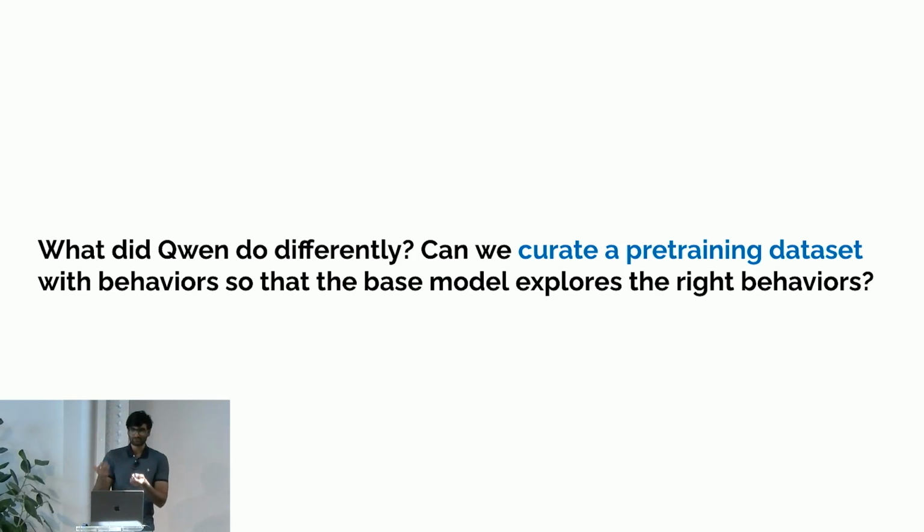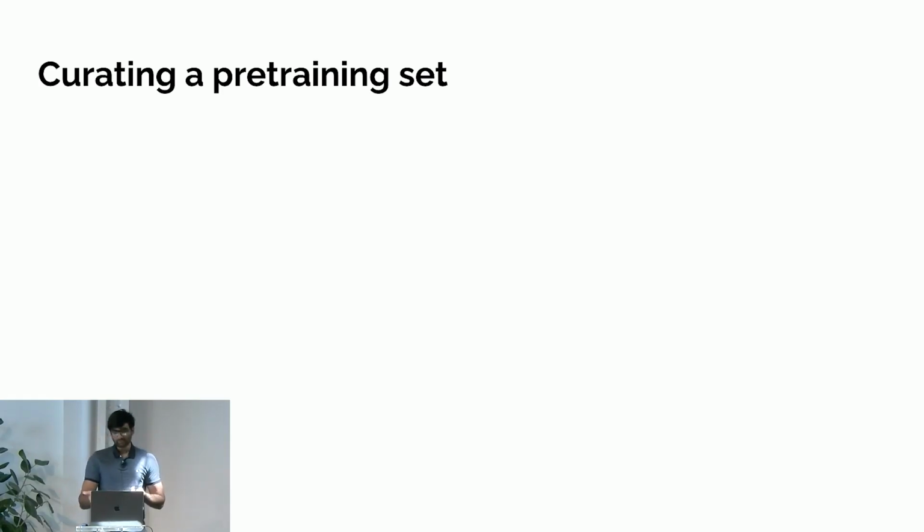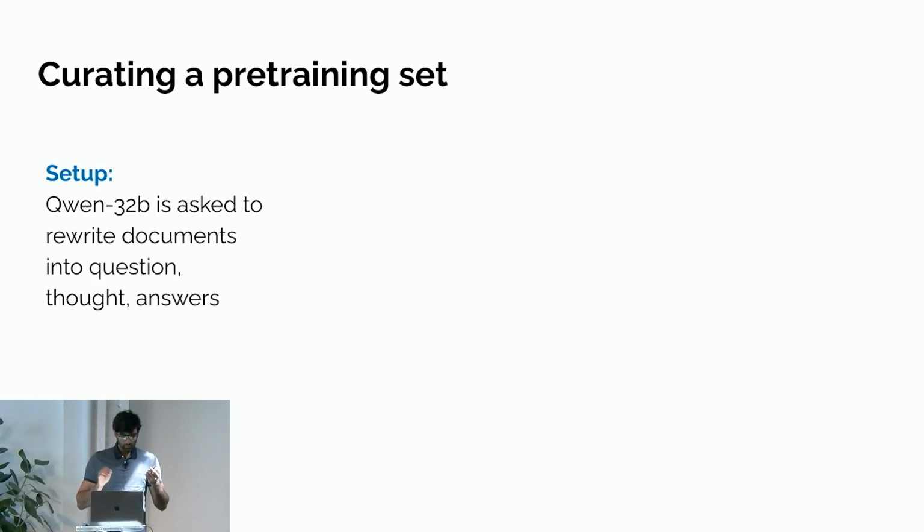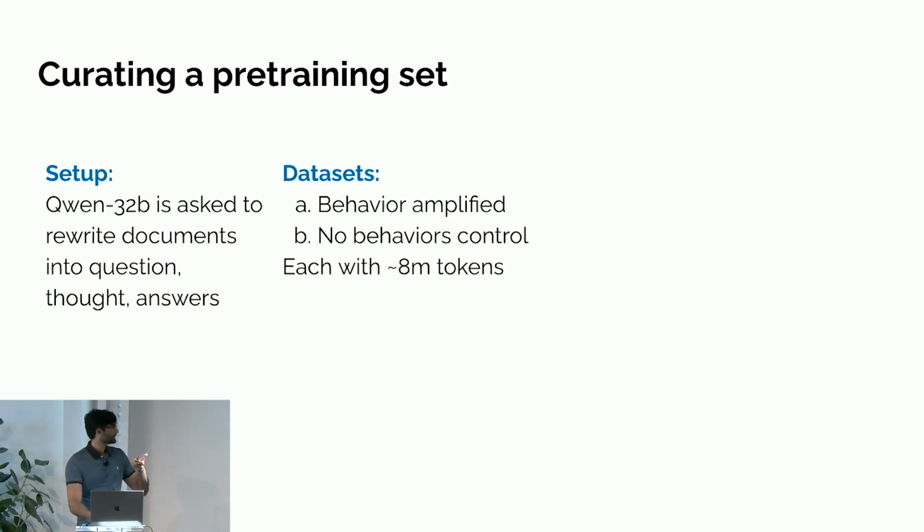So what did Quen do so differently? Can we use these insights that I've presented in SFT land to generate a pre-training data set, or try to reverse engineer what the Alibaba team did with Quen in order to get a more capable base policy? That's what we're going to try to do next. So we used Quen 32B to rewrite documents into question, thought, answer pairs. The data that we used was from math data sets, specifically Open Web Math and Fine Math.